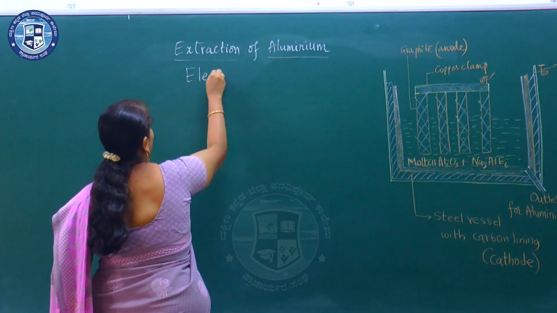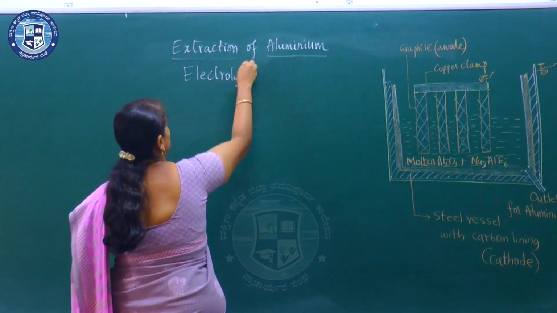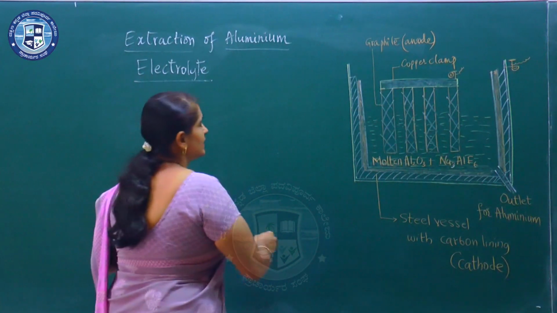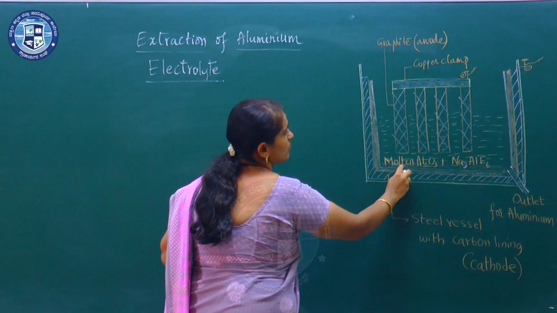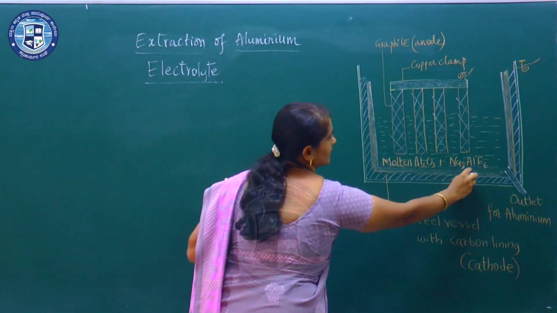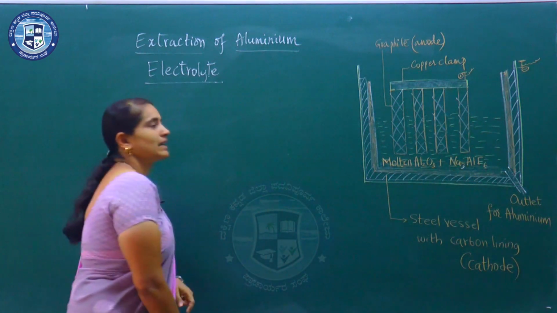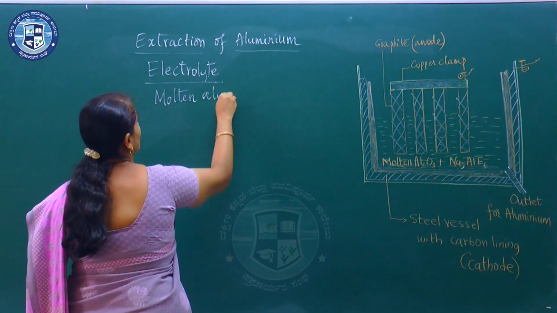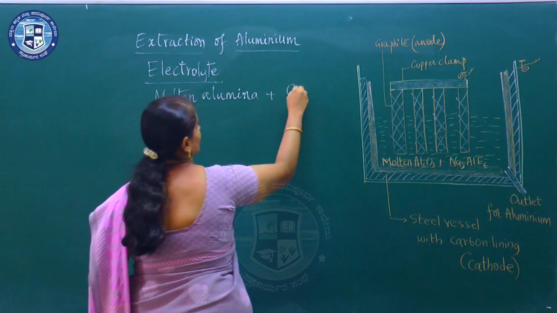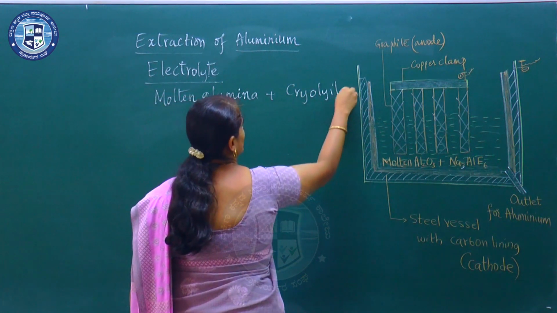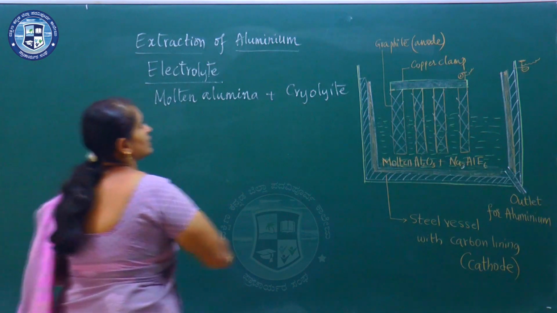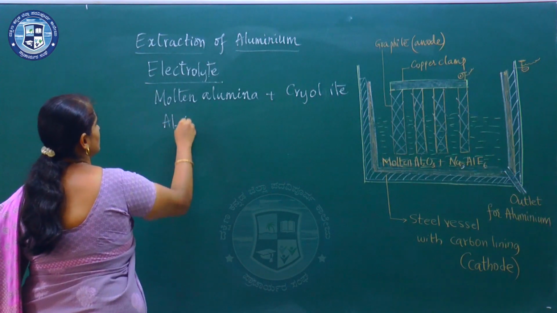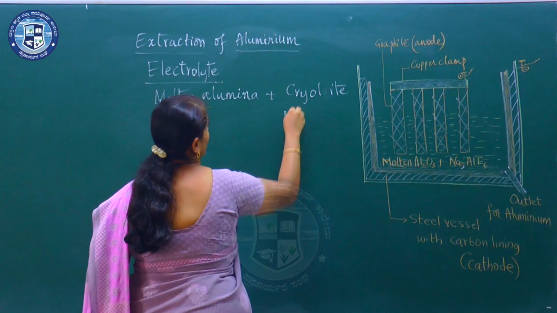See, first the electrolyte. We have to pass current through a solution, isn't it? So we'll see what electrolyte is used here. The electrolyte used here, as I have written, is molten Al2O3 along with Na3AlF6. Na3AlF6 is nothing but cryolite. This can also be called molten alumina along with a small amount of cryolite. Okay, so this will act as the electrolyte.